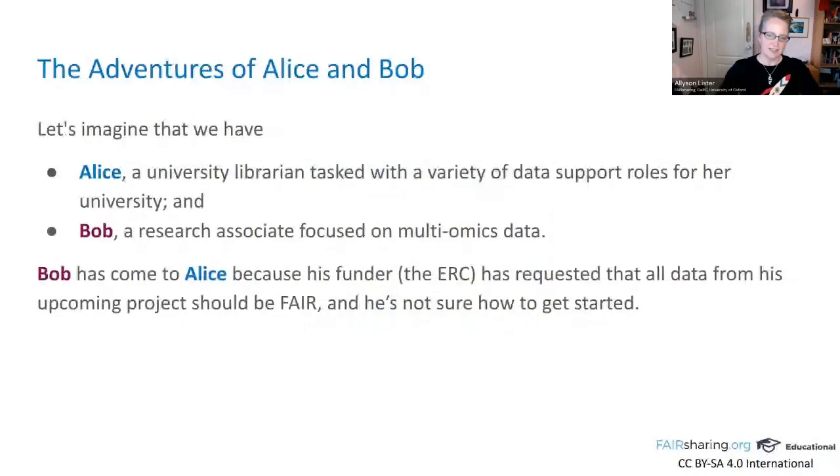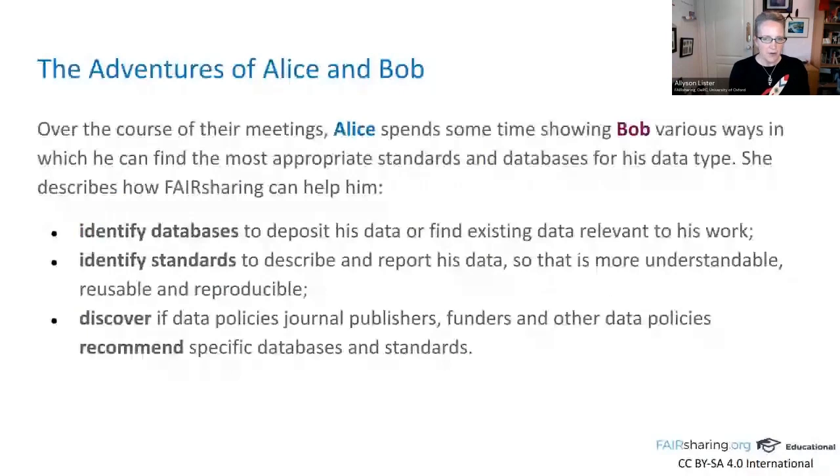So he has a few meetings with Alice, and Alice shows Bob various ways he can find the most appropriate standards and databases for his data type. She describes, for instance, how FAIRsharing can help him identify databases for depositing his data or finding existing data relevant to his work. He also learns about identifying standards through FAIRsharing for describing and reporting his data so that it's more understandable, reproducible, and reusable. And finally, Alice shows him how he can discover data policies from journal publishers, funders, and other sources that recommend specific databases and standards.